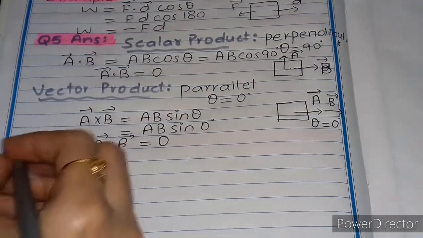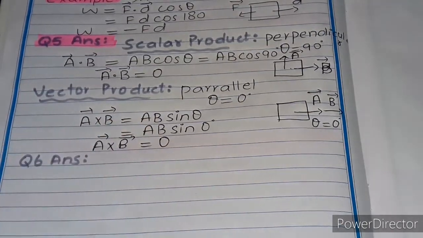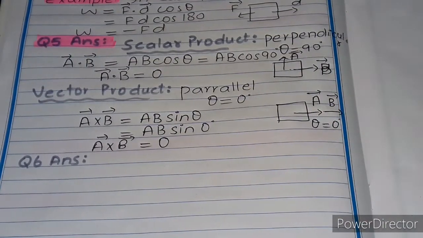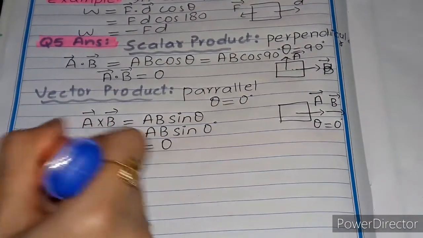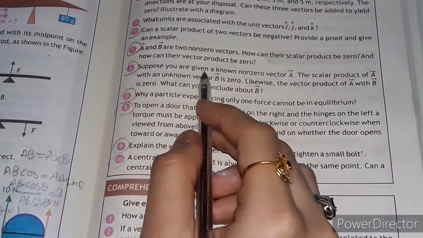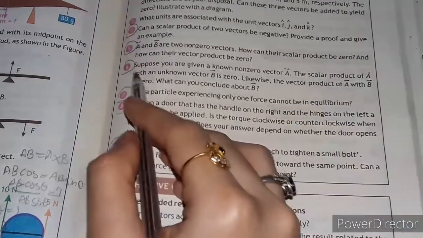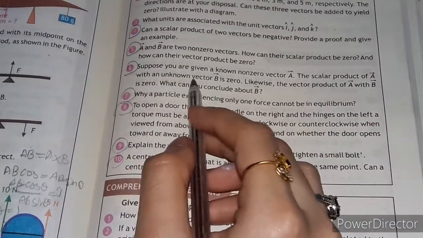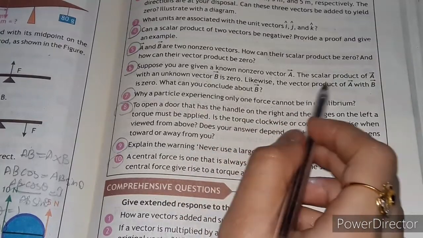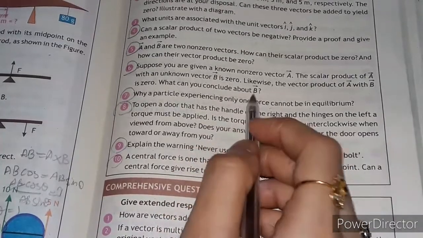Question number 6. You can write it in the proper wording form. I just write in the short form. Question number 6 is, suppose you are given with a known non-zero vector A. The scalar product of vector A with unknown vector B is 0. Likewise, the vector product of A with B is 0. What would you conclude about B?